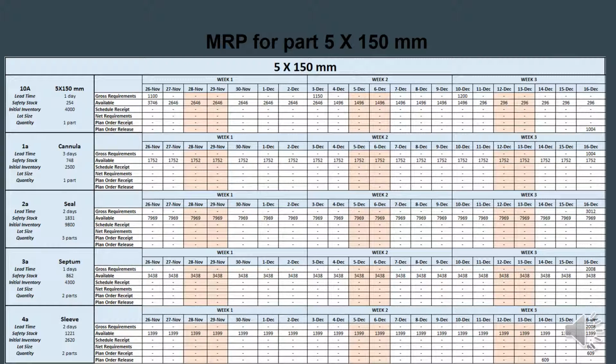This is an example of the first 3 weeks of the MRP that we did for the first part, the 5 by 150 millimeters. As you can see on the left, we have all the lead times for all the parts needed for the production. We have the safety stock that we calculated based on a 95% service level. We have all the quantities and we have all the inventory currently in hand.